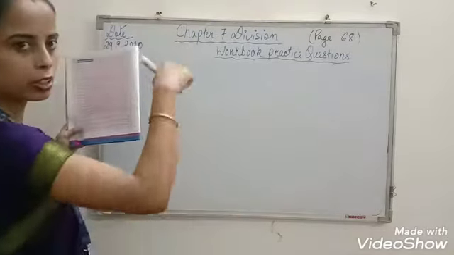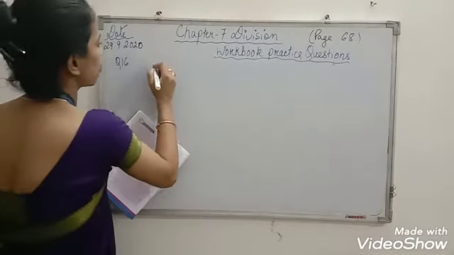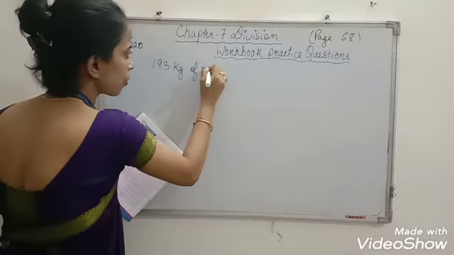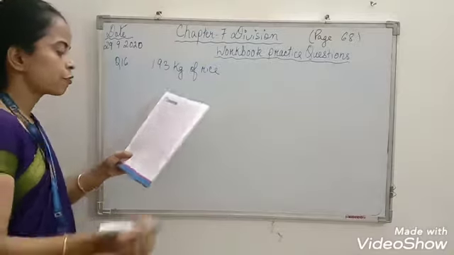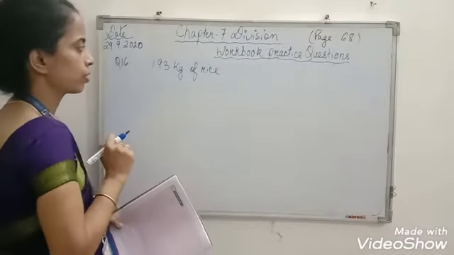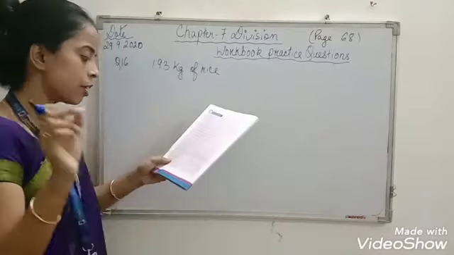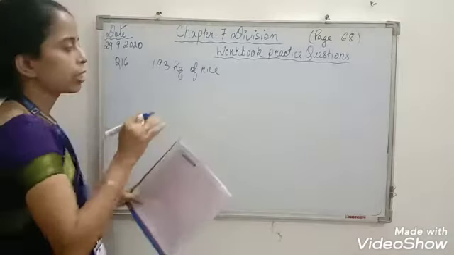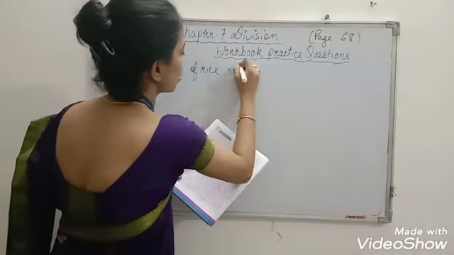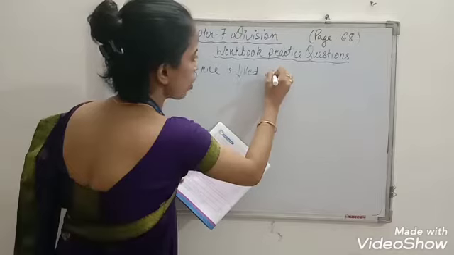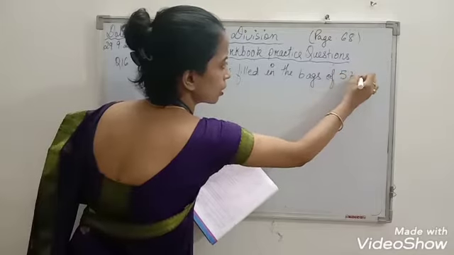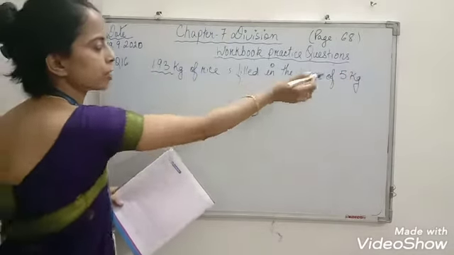I'll do only the solution. This key point I'm writing. How many kg of rice? 193 kg of rice. Filled in how many bags? Filled in the bags of 5 kg. So 193 kg of rice is filled in the bags of 5 kg.